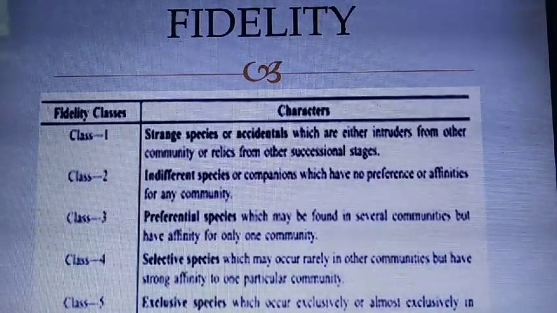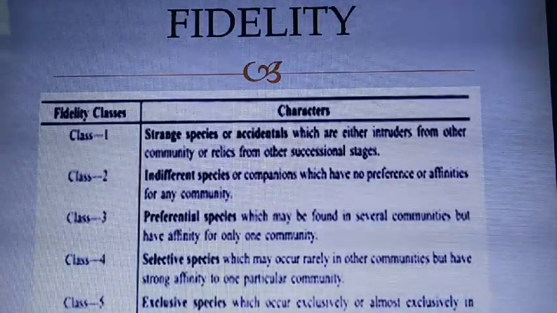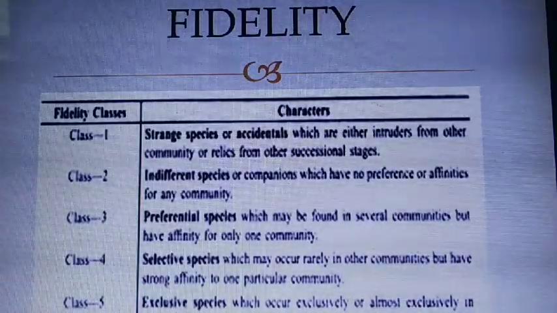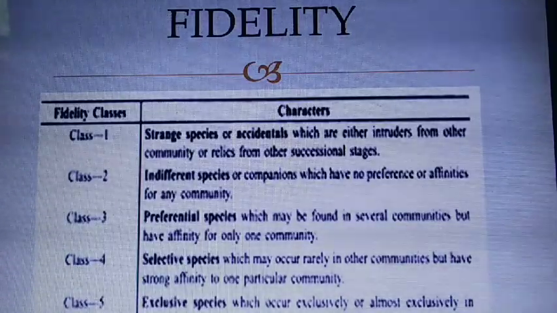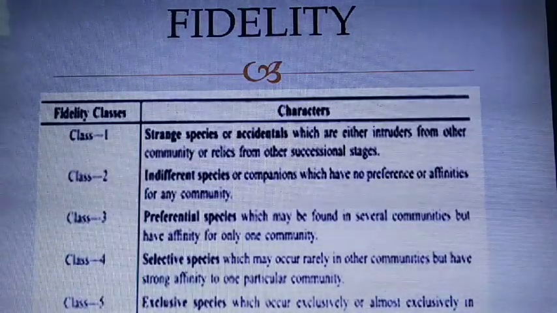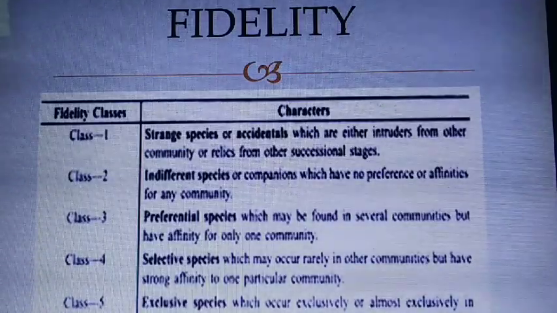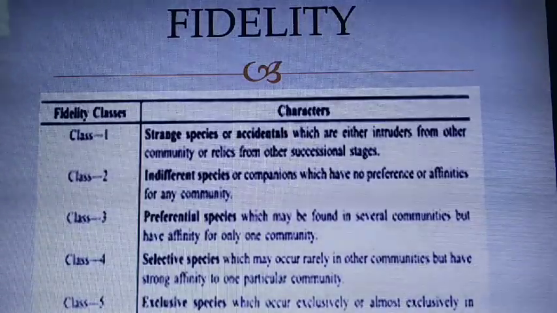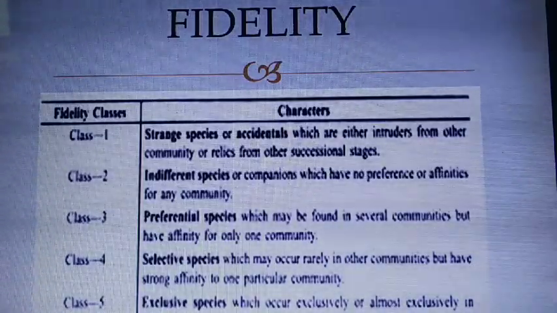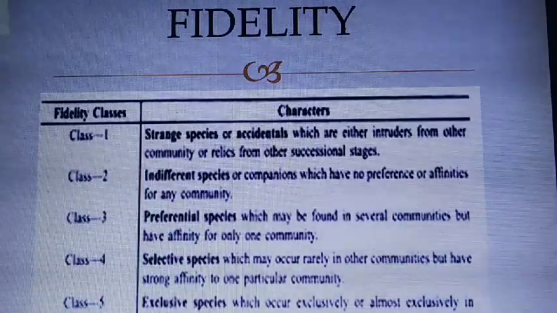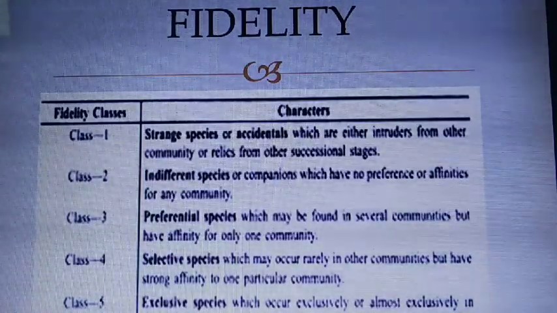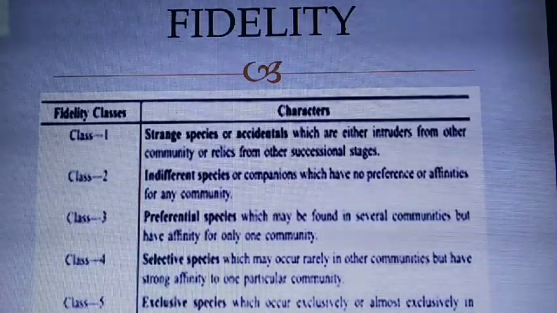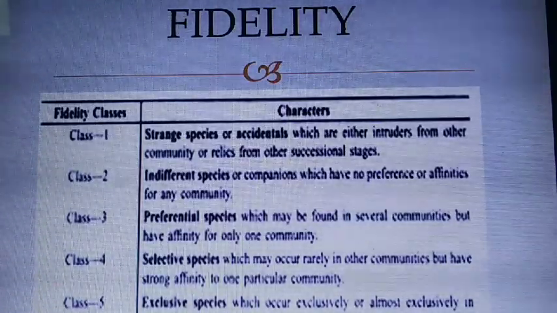Next one comes the fidelity 4. Specially present in one community but may occasionally occur in other communities too. They are known as selectives. They select a particular community, they remain there, but occasionally they can be recovered from other communities too. Now moving on to the 5th category, that is, they are exclusive. They are found exclusively in only one community and they will not be found in any other community.